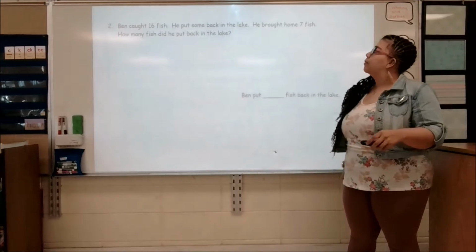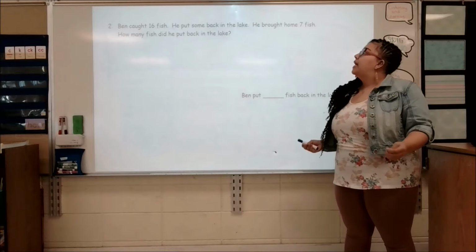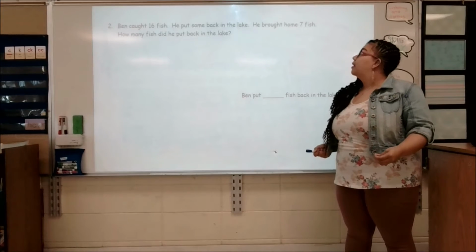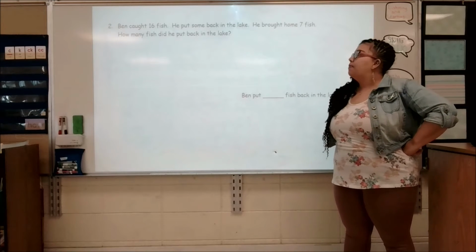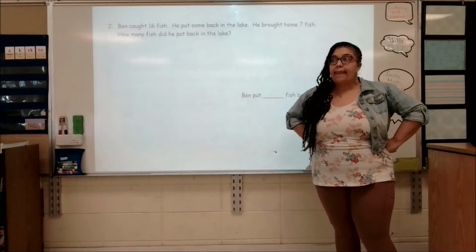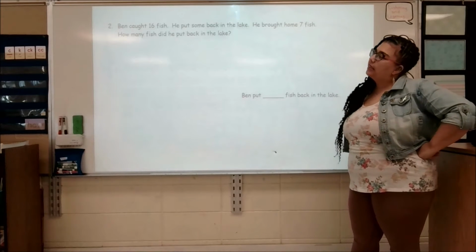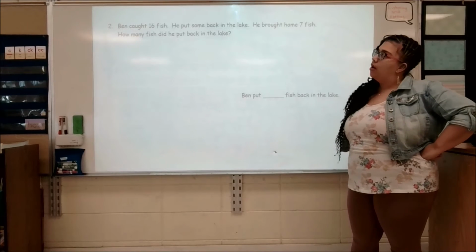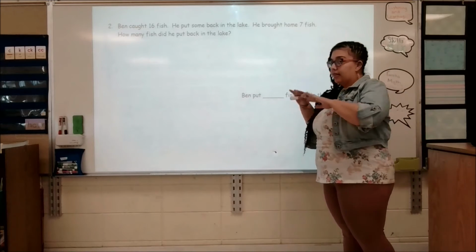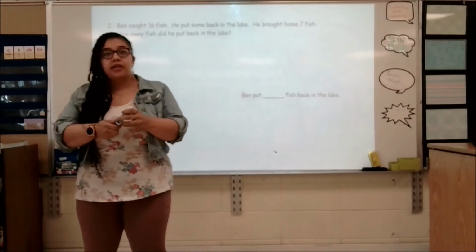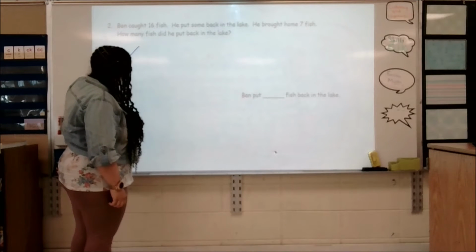All right, so the next problem reads, Ben caught 16 fish. He put some back in the lake. He brought home 7 fish. How many fish did he put back in the lake? Okay, let's reread the problem, stopping when we see something that we can draw. Ben caught 16 fish. Okay, that's our whole. Good. So let's indicate that we know what our whole is.